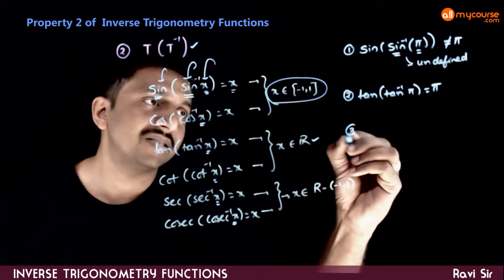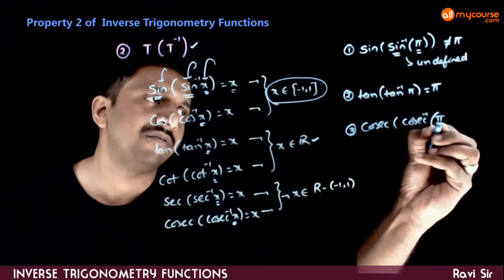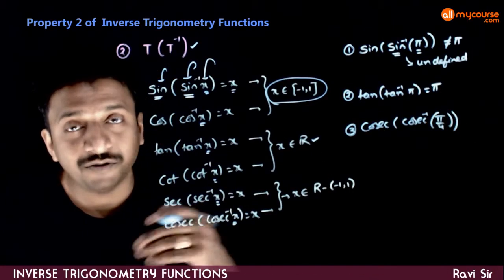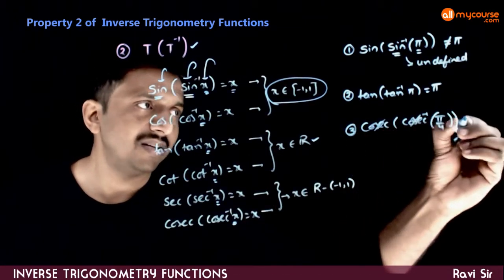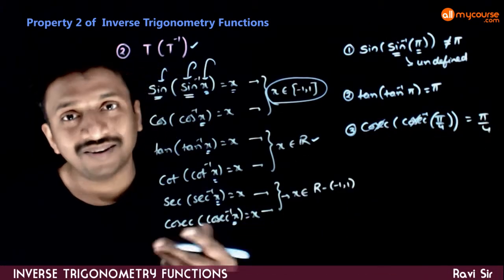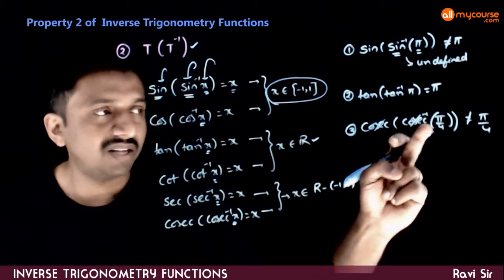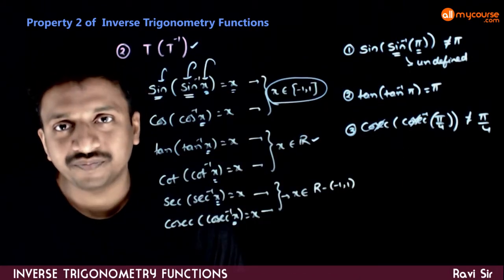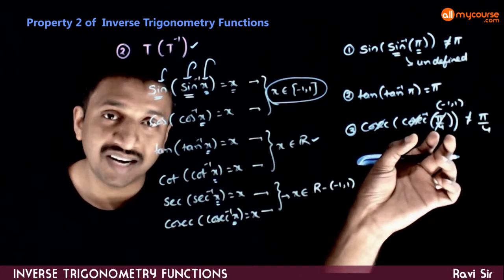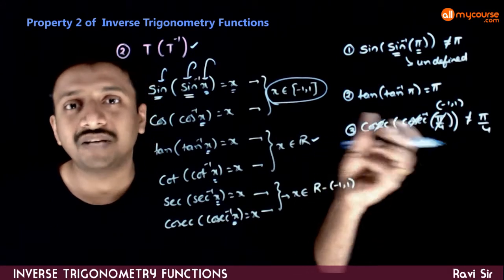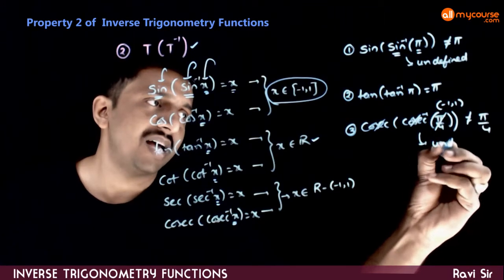So if the question is cosecant of cosecant inverse of pi by 4, so this might be given to confuse you. So whenever you see cosecant of cosecant inverse, you tend to cancel this, tend to write this as pi by 4, which is again wrong. Why is this wrong? Because cosecant inverse is not defined for pi by 4. So this pi by 4 is somewhere in between -1 to 1. So cosecant inverse is undefined. So cosecant of something undefined is also undefined. So the answer for this is undefined.